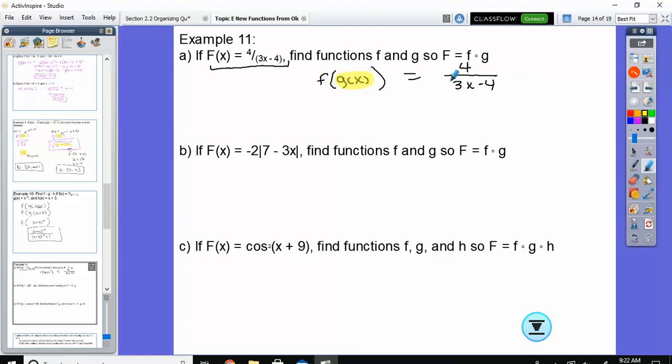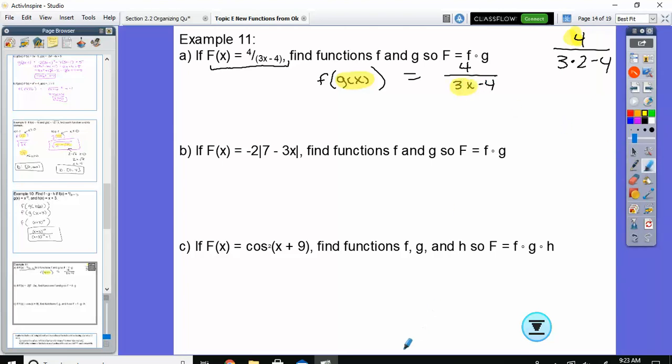A couple different ways to think about it. The inside is where you start. If I put in something over here for my x, if I put in a 2, what are you going to do first? If I told you to work it out. It's really not a trick question, guys. If I put in a 2, what are you going to do first? Multiply by 3.